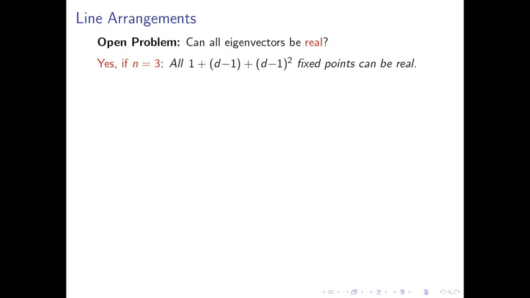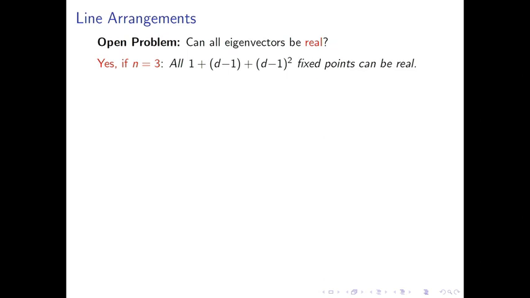The answer is affirmative in the first non-trivial case. If n is 3, so if we have a 3 by 3 by 3 by 3 tensor, that is to say a ternary form, a curve in the projective plane, then the answer is yes. Our formula for n equals 3 is 1 plus (d minus 1) plus (d minus 1) squared. So that's 7 or 13. That's this number. And I claim the answer is yes.